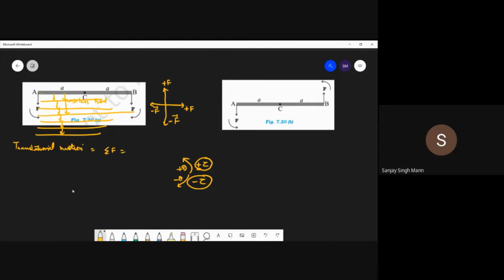Now for translational motion, this F is negative, and this F is also negative. Both are negative, so minus F, minus F. So the net force in this case is minus 2F. That is your net force, so there will be translational motion. What about rotational motion? So will rotational motion be there or not?